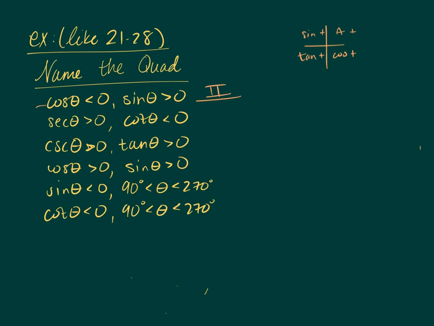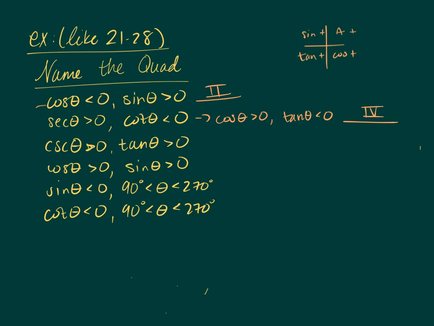The second one says secant theta is greater than 0 and cotangent theta is less than 0. So what this has told me, remember secant is the reciprocal of cosine. So if secant is positive, so is cosine. So this tells me that cosine theta is greater than 0. And then it says here that cotangent is less than 0. So when cotangent is negative, tangent is negative. So we've got tangent less than 0. So tangent is less than 0, but cosine is positive. That's got to be quadrant 4.